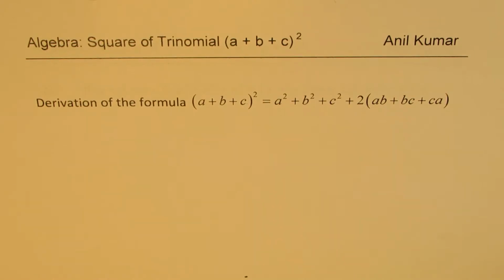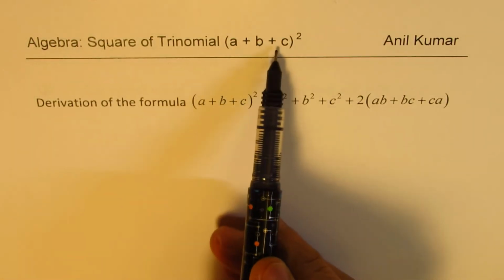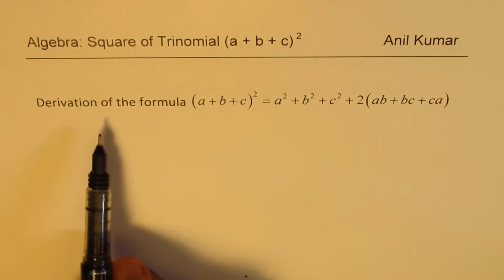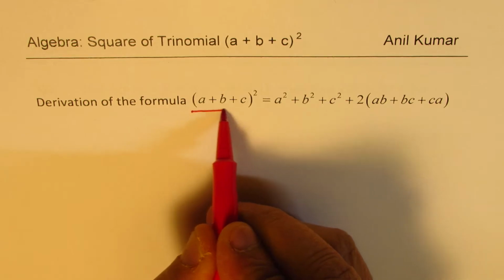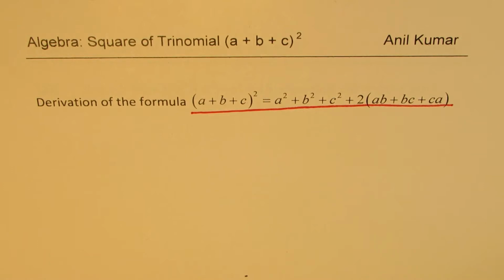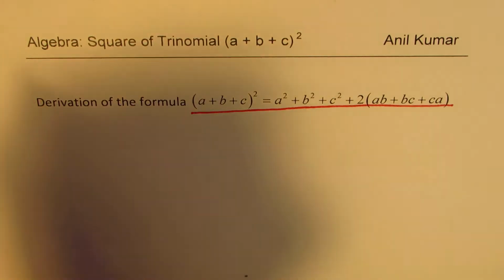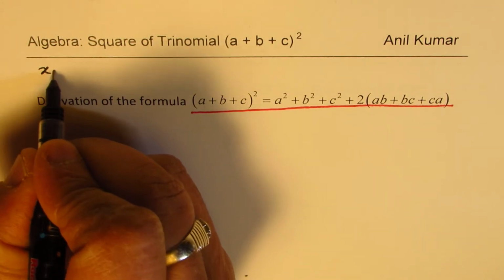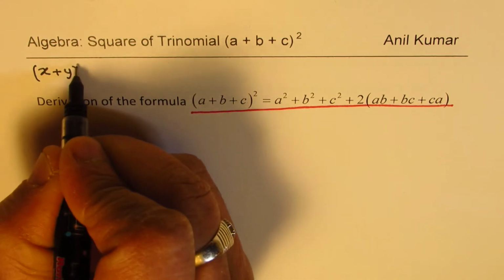Let us derive the formula for (a + b + c) whole square. The formula is given here. Have a good look at this formula; this is what we are going to derive. To begin with, we know what (x + y) whole square equals, right?